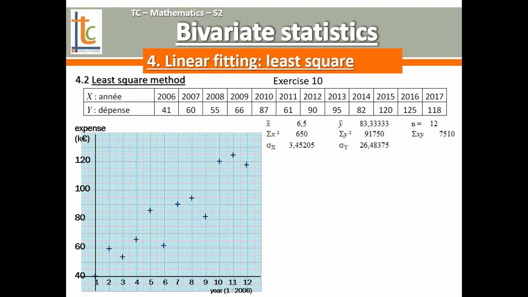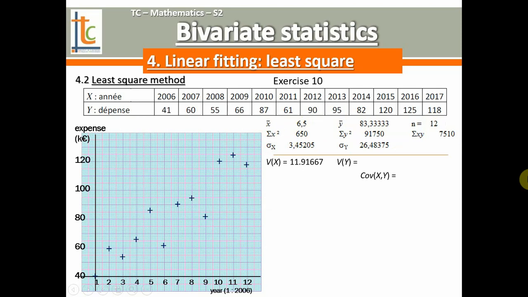You will obtain these results among others: the mean of X, the mean of Y, the number of pairs, the sum of XY, the sum of X squared, and so on. Thanks to that, you are able to calculate variances and the covariance. The variance of x will be the sum of x squared divided by n minus the mean of x squared, so 650 divided by 12 minus 6.5 squared, result being 11.91 approximately.